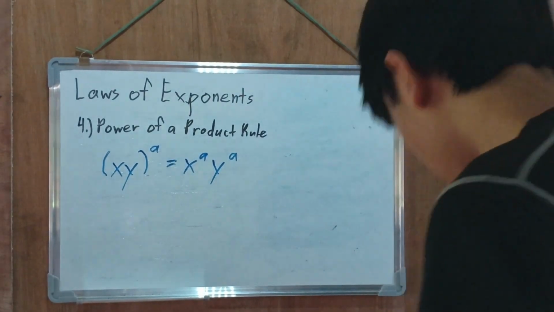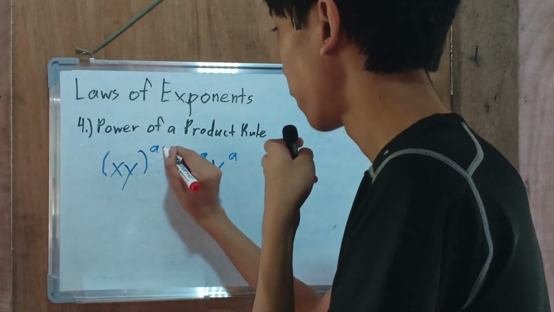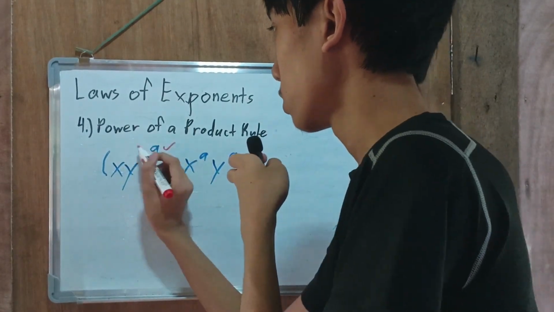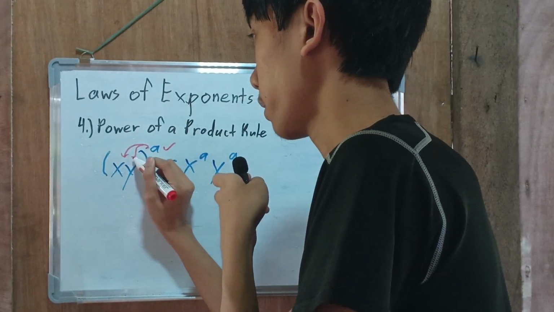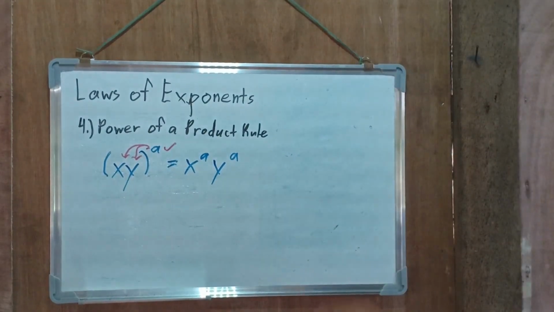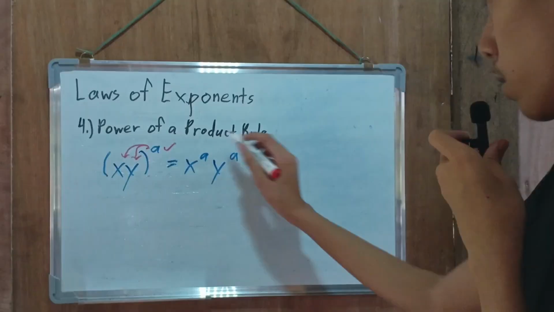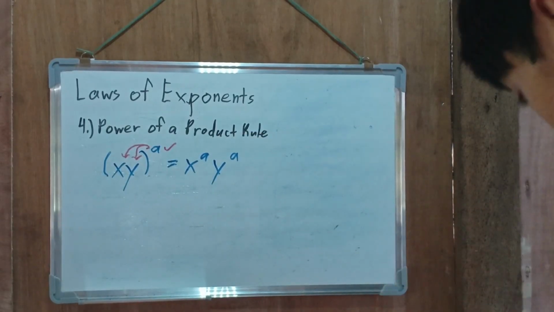This a distributes to x and distributes to y. That's why we get the answer to this problem. Now I'll give you an example.